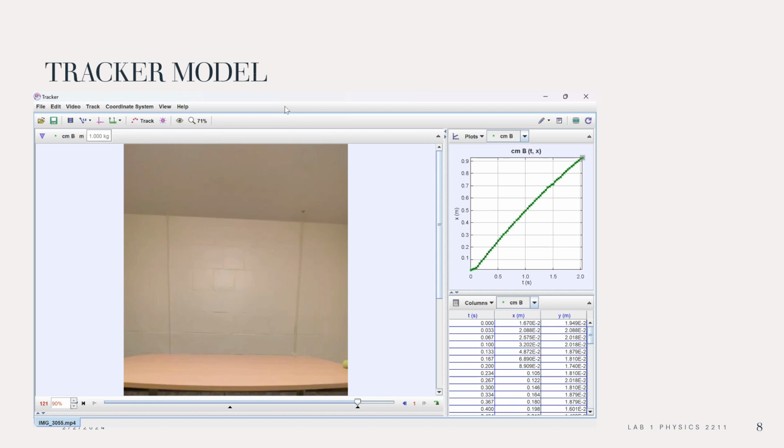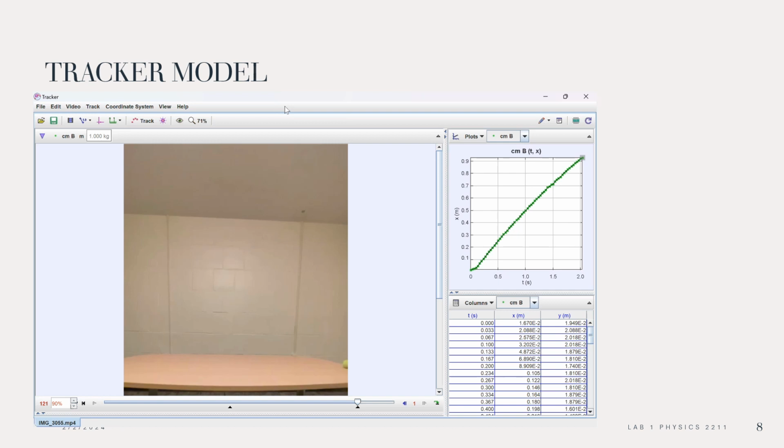Next, I'm going to talk a little bit about the computational model that we used. There are a few things we need to figure out before actually using that model. First off, we need to know the initial velocity of the ball. The initial velocity is super easy to find out. All you have to do is put it in the tracker, and it gave 0.343 meters per second. Next, we had to find the time step, which was 0.033 seconds. I found that just by looking at the table.